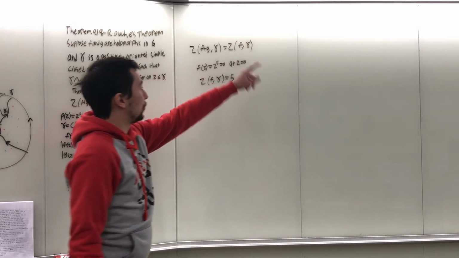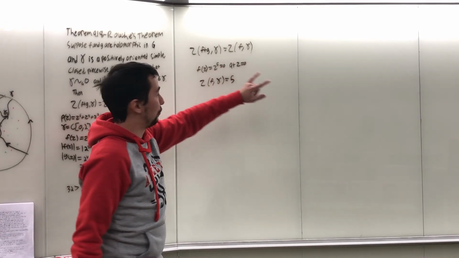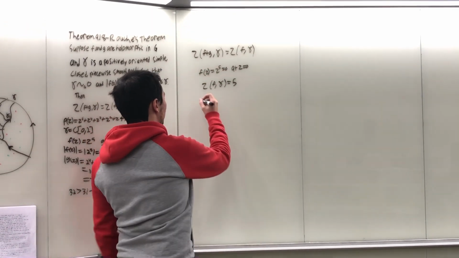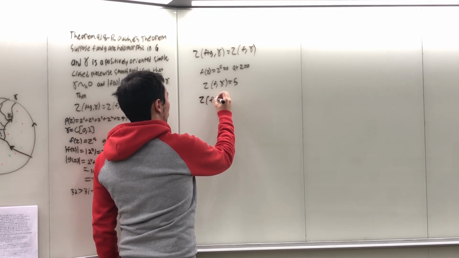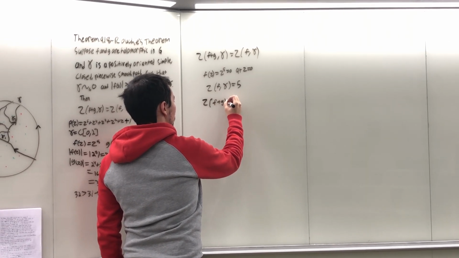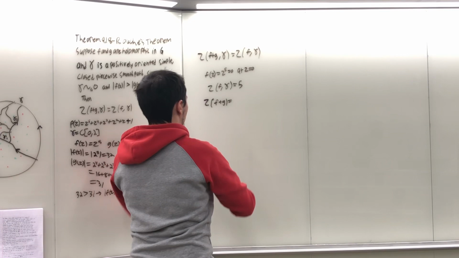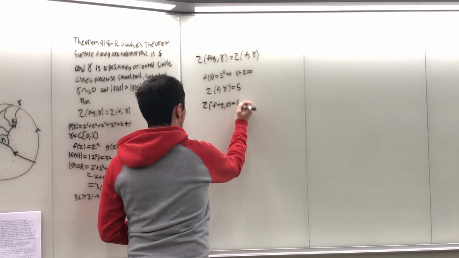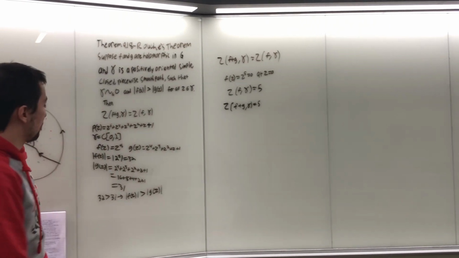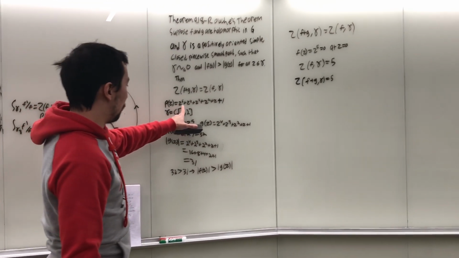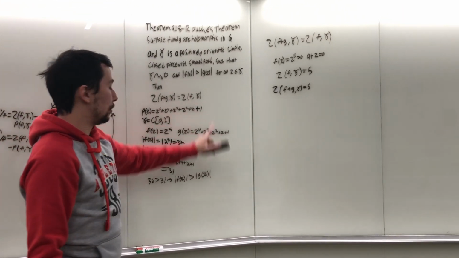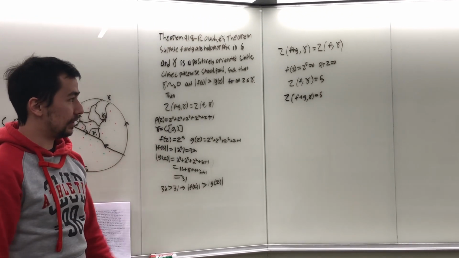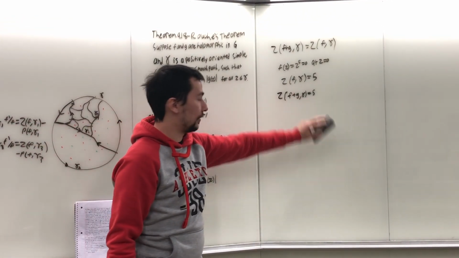So there are 5 zeros of f, which from Rouche's theorem tells us that the number of zeros of f plus g in gamma is equal to 5 as well. And if you were to plug this polynomial into a roots calculator, you would also see that it tells you there are 5 zeros inside of there.